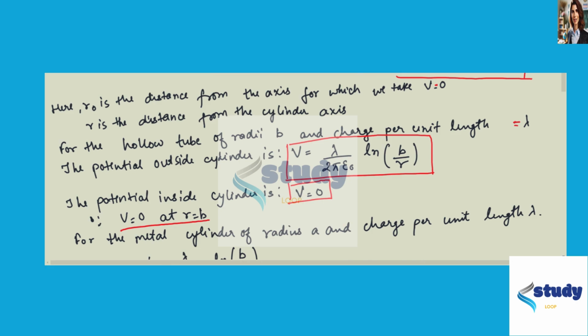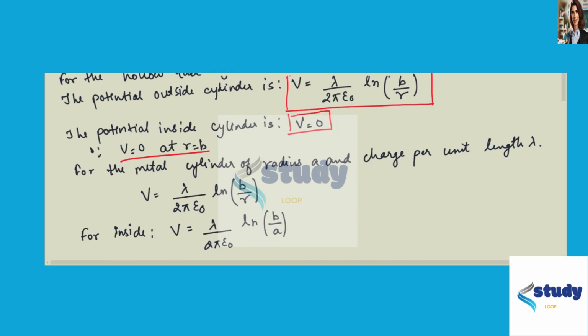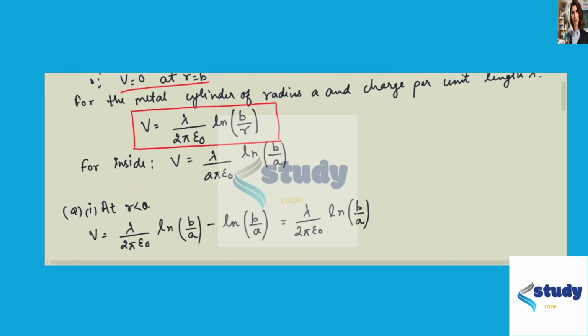So V equals 0 at r equals b, where b is the radius of the hollow tube. For the metal cylinder of radius a and charge per unit length lambda, V is given by lambda upon 2 pi epsilon naught ln b by r. Now for inside, V equals lambda by 2 pi epsilon naught ln b by a.